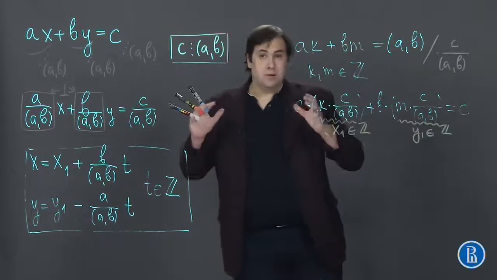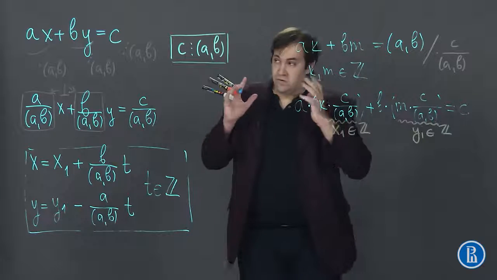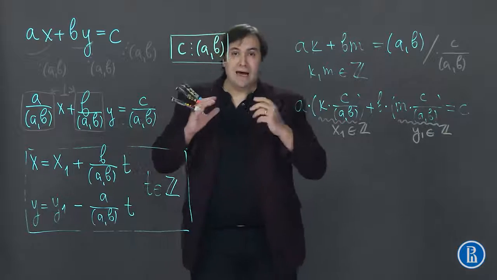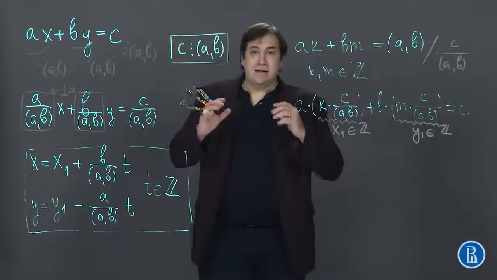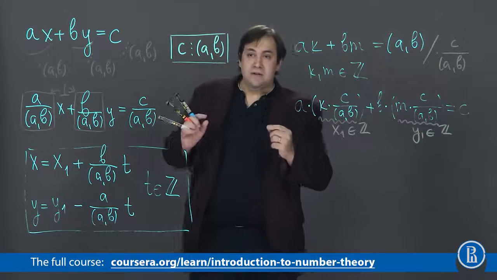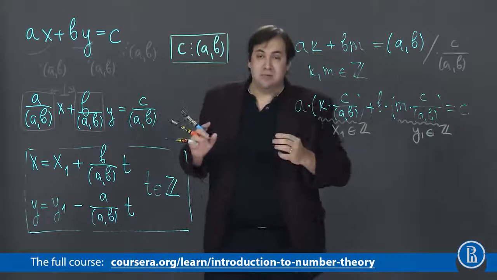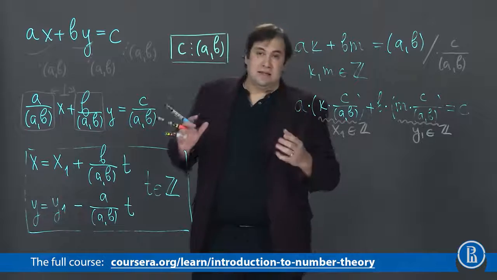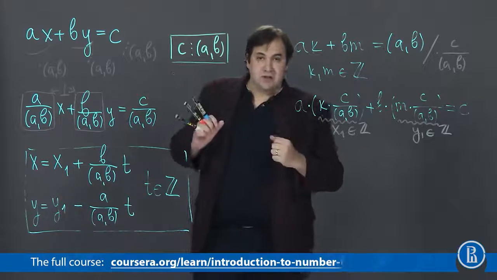and we know that if there is one solution of such an equation, there are infinitely many solutions. And there is a solution if and only if c is divisible by the greatest common divisor of a and b. It is a necessary and sufficient condition.